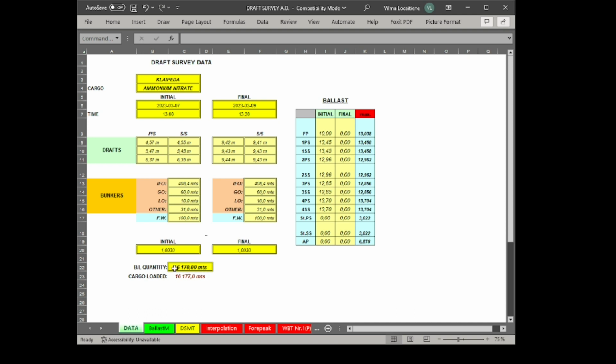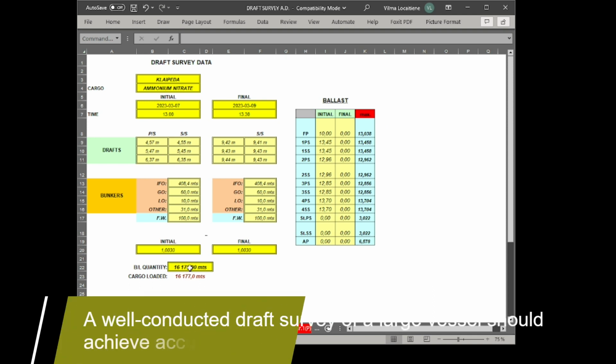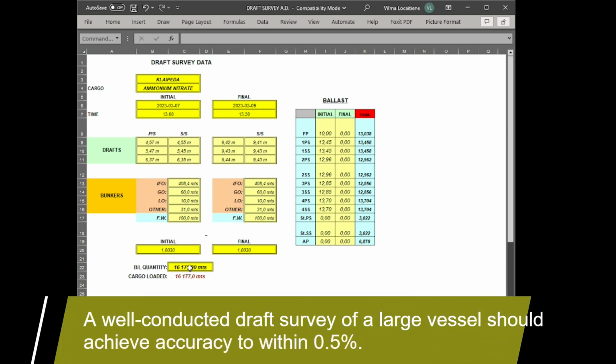And just now we are convinced that the discrepancy is very little, only 7 tons. It means that the draft survey is done excellent.